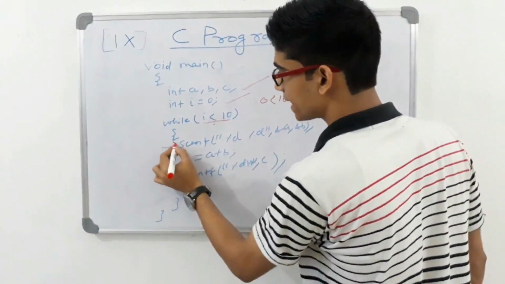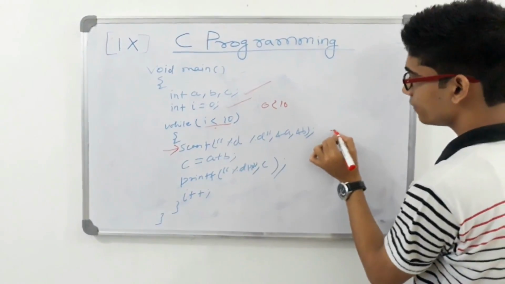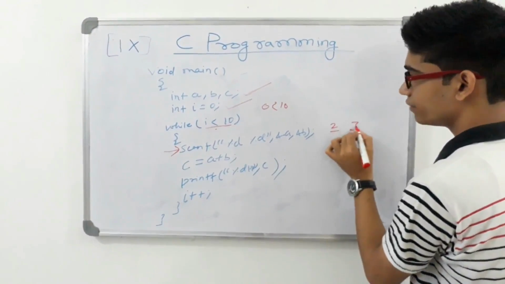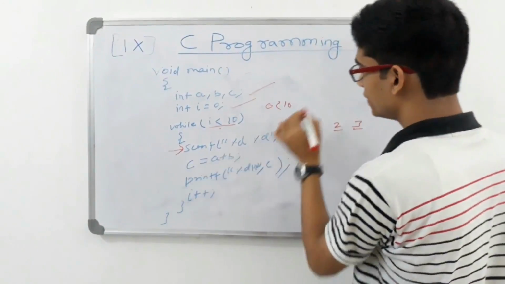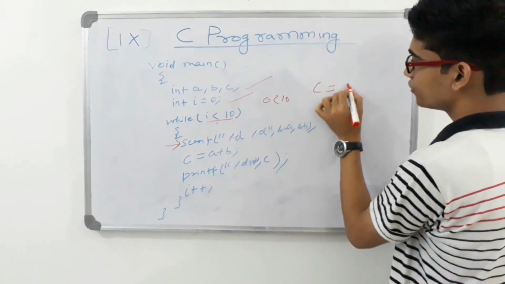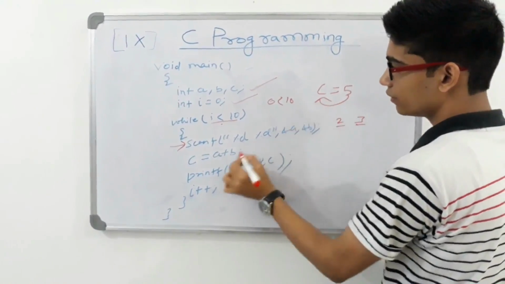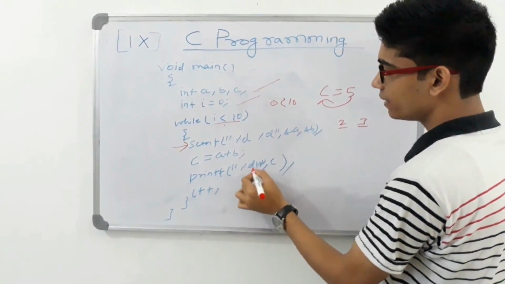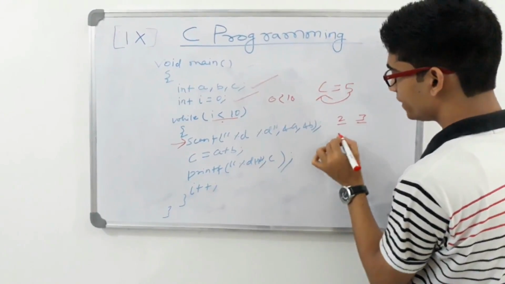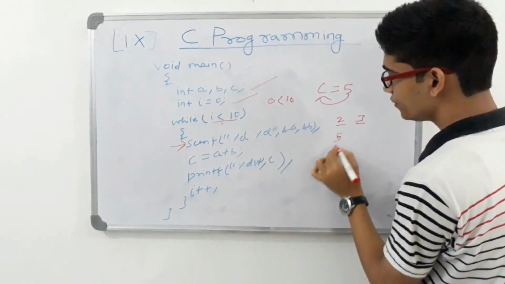What is the statement? scanf. Then we will be prompted to give input. Suppose we give 2 and 3. Now c equals a plus b, so in c, 2 plus 3, that is 5, will be stored. Then we printf percent d backslash n. So what will be printed? 5 and a new line.